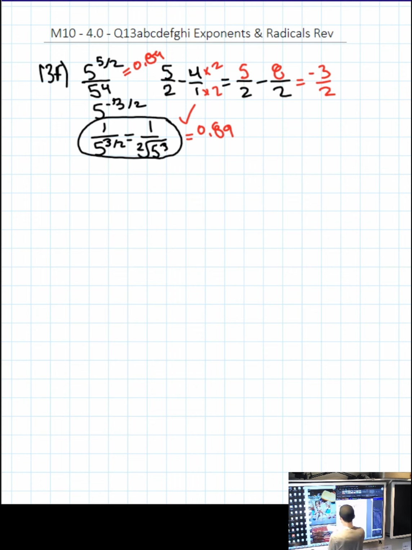Okay, G. 13G, we have 2 to the 1 over 4 over 2 to the negative 1 over 2. So again, we're subtracting the exponents, but be really careful. We have this negative exponent. I don't like negative exponents, so I would rather bring it to the top.